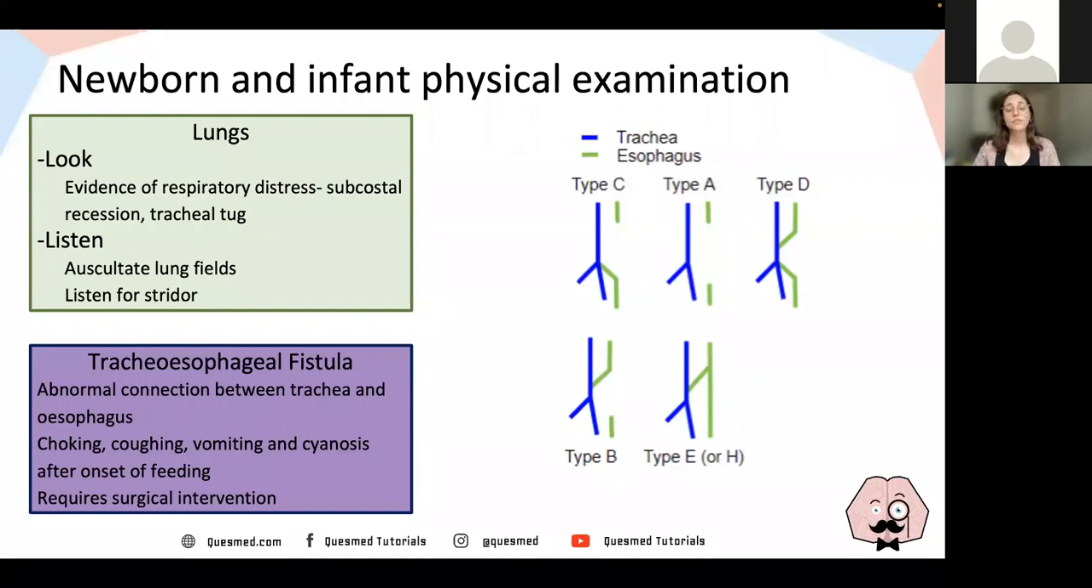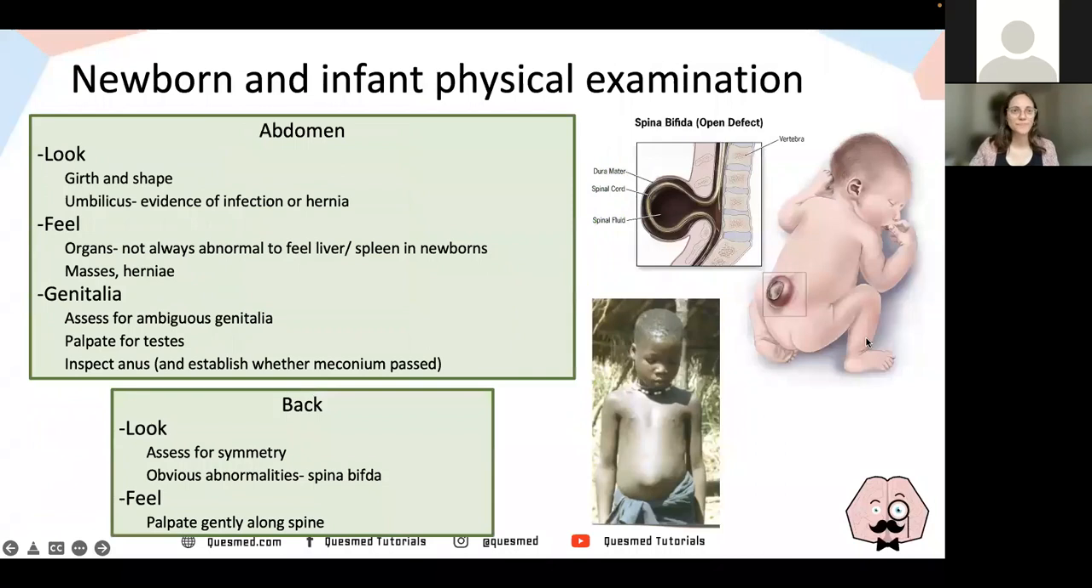So this sort of thing you'll be picking up pretty quickly as soon as the baby starts feeding. It's just this abnormal connection between the trachea and the esophagus. Sometimes you have a dead end esophagus, which is one of the more common types, like type C, type A, where it just hasn't formed. And sometimes you have this aberrant esophagus that connects to the trachea a little bit further down. I wouldn't go into trying to learn all the different types of tracheoesophageal fistula, just know that it's a thing and worth looking out for.